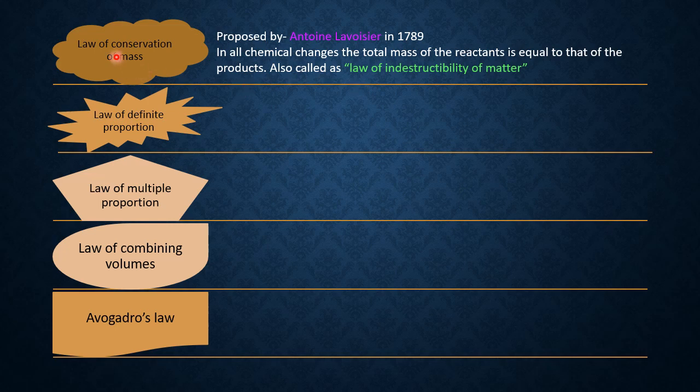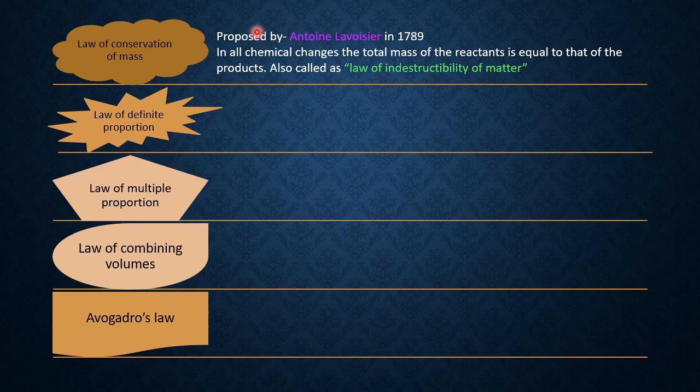For example, H2 plus Cl2 gives 2HCl. If you take the atomic mass of the 2 hydrogen atoms, H2, and the mass of the 2 chlorine atoms, Cl2, on the left hand side, and on the right hand side 2HCl, that is 2 into bracket H plus Cl molecular mass, you will get the same answer. We will see that in the next discussion.